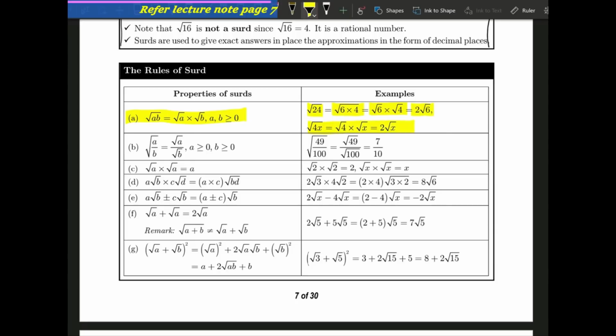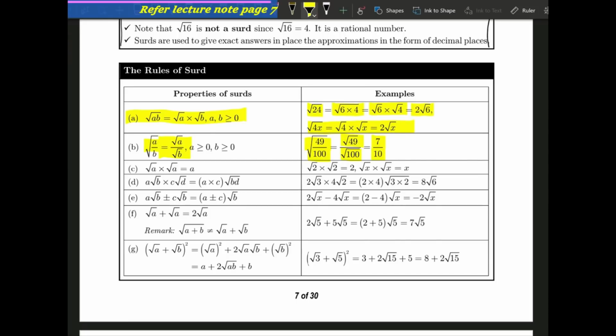Then we go to division. When we have surd of A over B, when we separate it, it will become surd A over surd B. We can split the numerator and the denominator. For example, we have the fraction 49 over 100. We can split the numerator and the denominator and solve it. Surd 49, when you calculate, you will get 7. Surd 100, when you calculate, you will get 10. So simply split the numerator and the denominator.